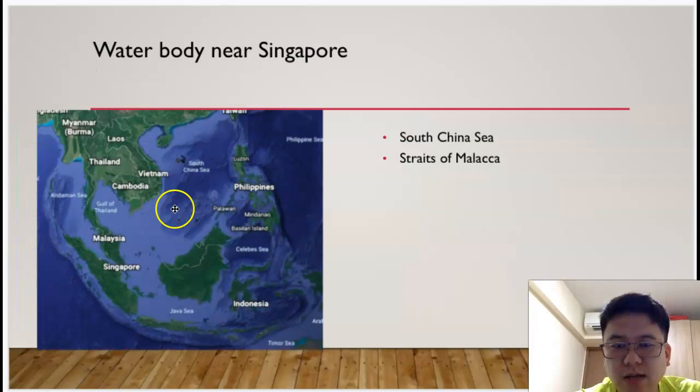And then let's take a look at Singapore. What is the water body that is near us? This portion is your South China Sea. Next, we are here near the tropics. We also have the Straits of Malacca here. So first, we don't have the height, but we have the water body near us. So relief rain, is it possible?